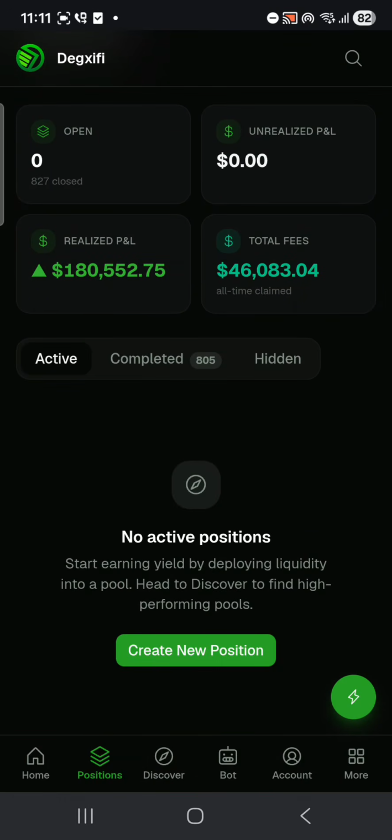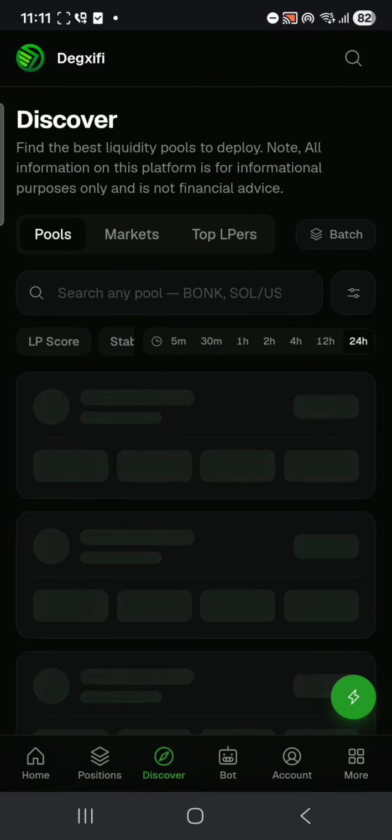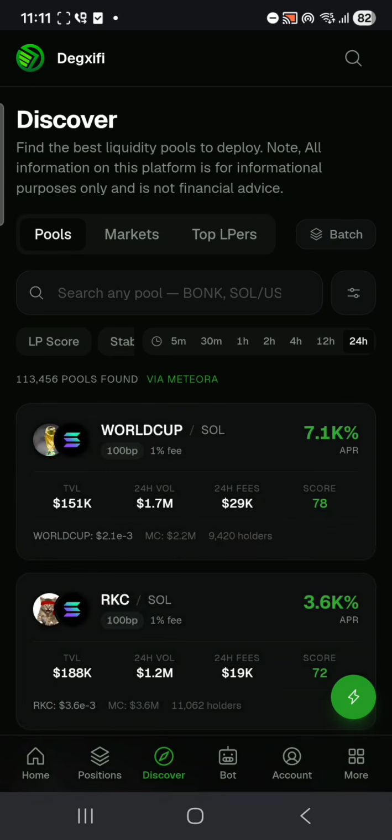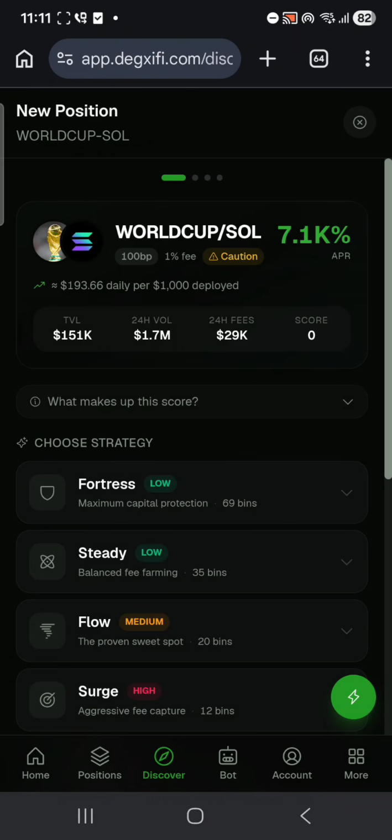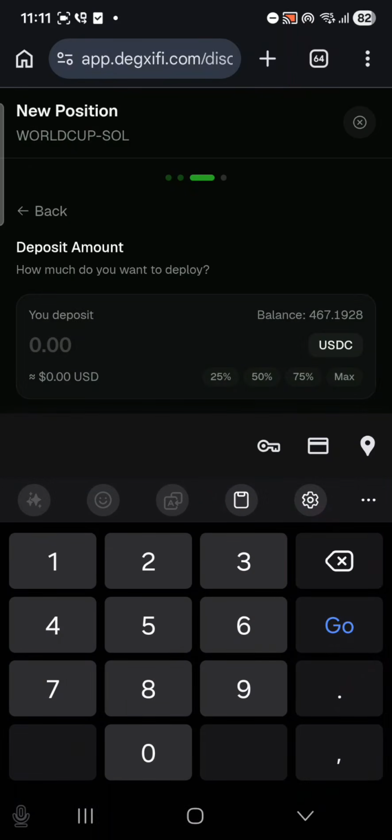If it's taking time for the bot, I can just create a position myself manually. So I can just create a position randomly, manually. Just doing this randomly. I'm going to select flow. I want to use flow.